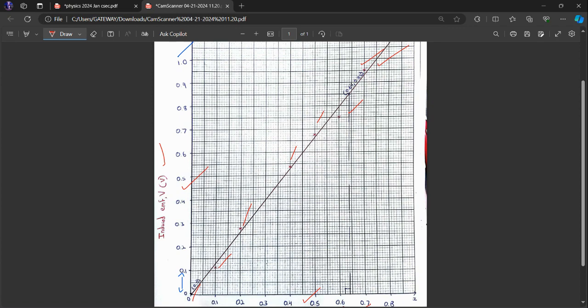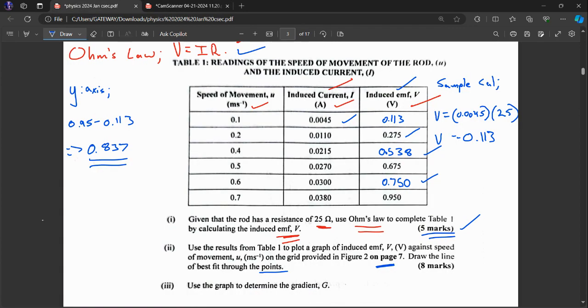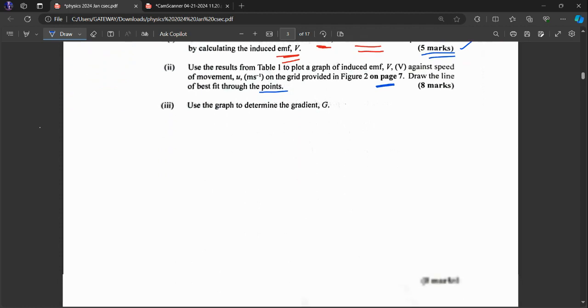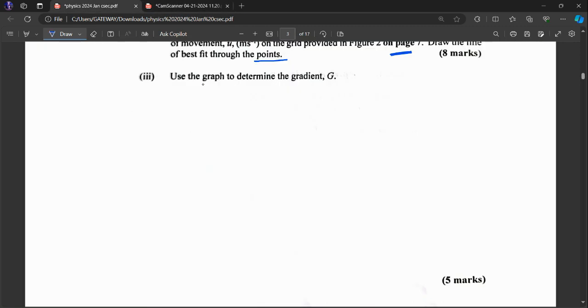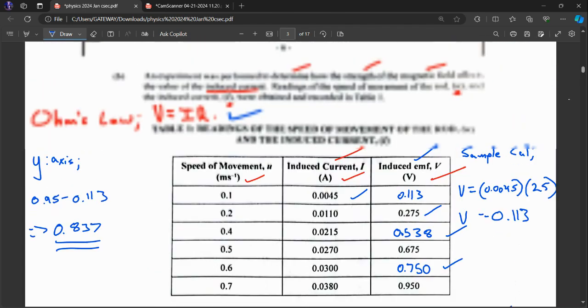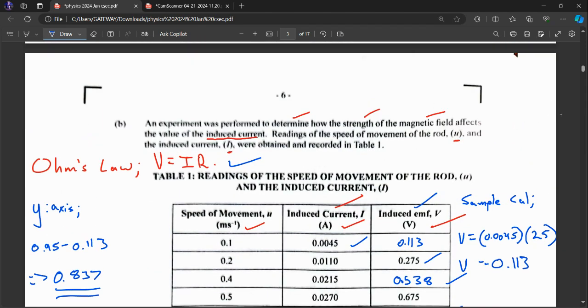So it's very important to know what you're getting marks for when you're plotting your graph. You could always use this as a guide to know how yours would come out, or how yours did come out, to check your answer, in other words. So they say use your graph to determine the gradient G.